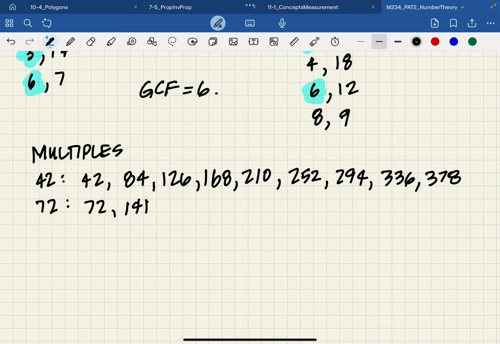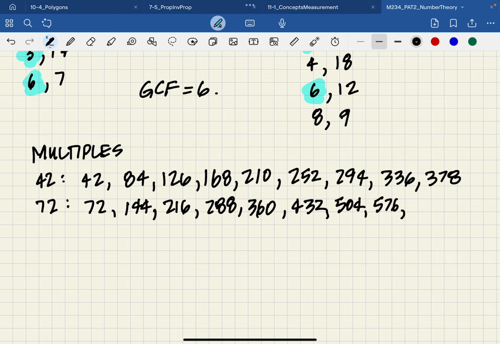72, 144. Let's see, I'm going to do this in my graphing calculator again. 72x, and then I'm going to go to the table. So let's see, 216, 288, 360, 432, 504, 576, 648.